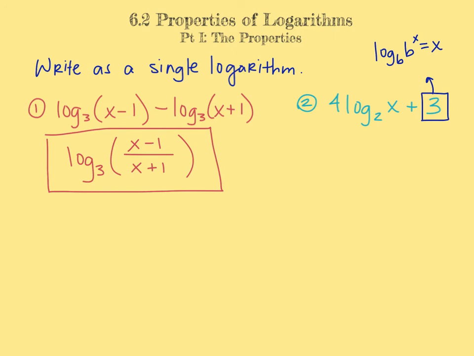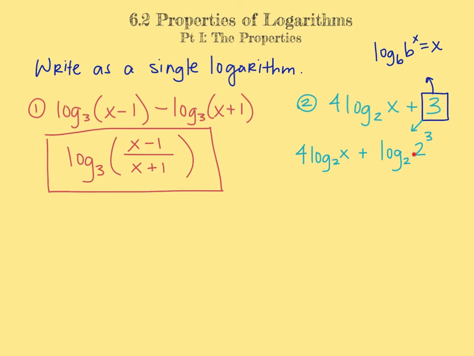So we can rewrite 3 as log, and we want it as base 2 because that's what our other term has. So log base 2 of 2 cubed. That is the alternate way to write 3. That's how I'm rewriting the number 3. So they both have a base of log base 2. So now we have two terms and they have a log base of 2. That means we can now use those algebraic properties of logs to combine them into a single log base 2.